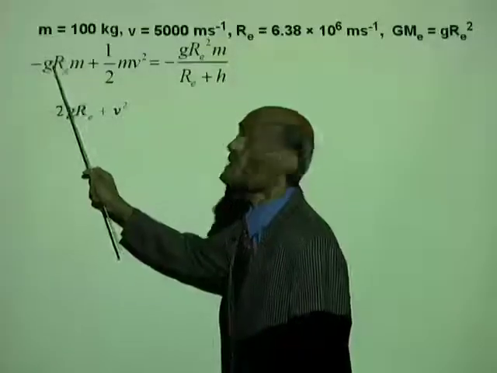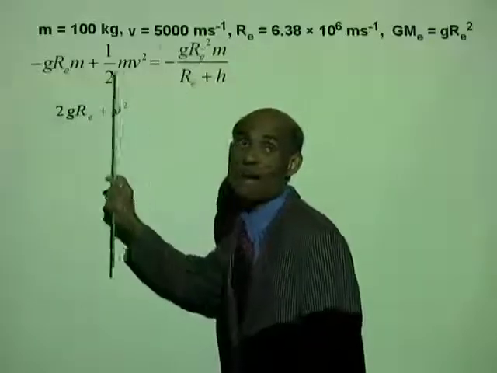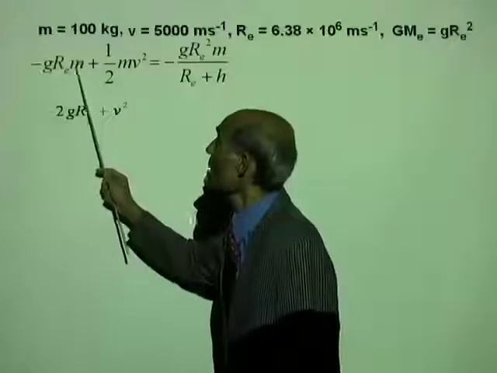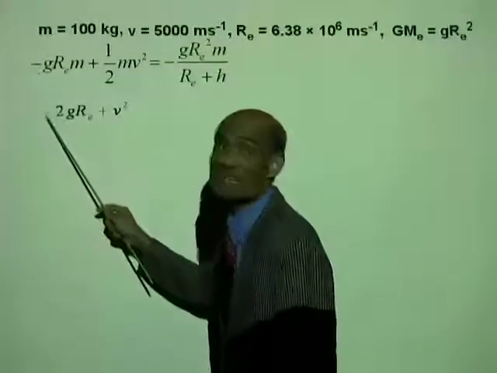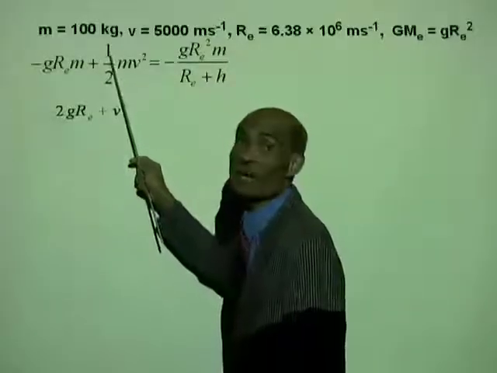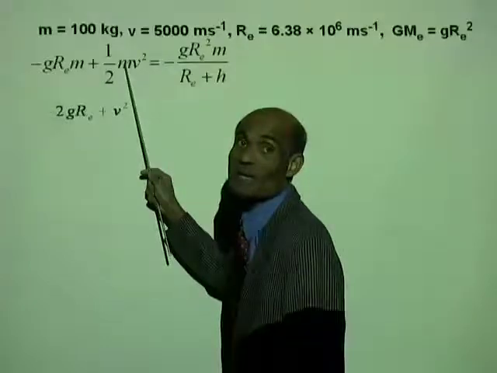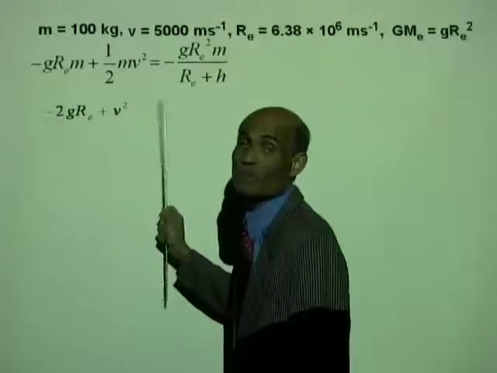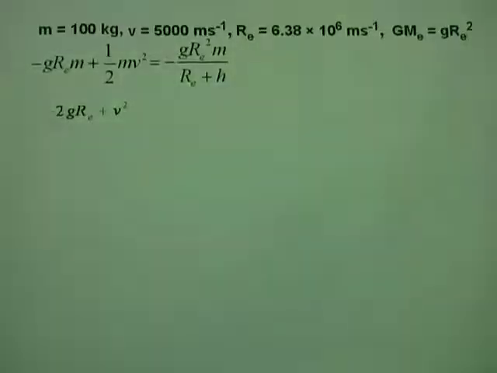I have multiplied each term by 2 and divided by m. So dividing by m, this m will go, multiplying by 2, negative 2 GRE. Multiplying by 2 will eliminate the 1/2. Dividing by m will eliminate m, leaving us v squared. Alright? So I hope you follow my simplification. What I'm doing is multiply each term by 2 and divide by m.